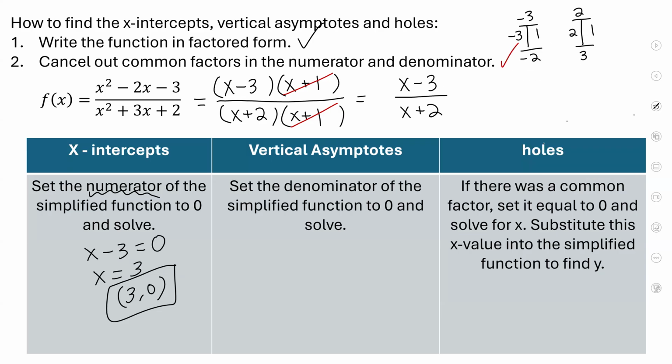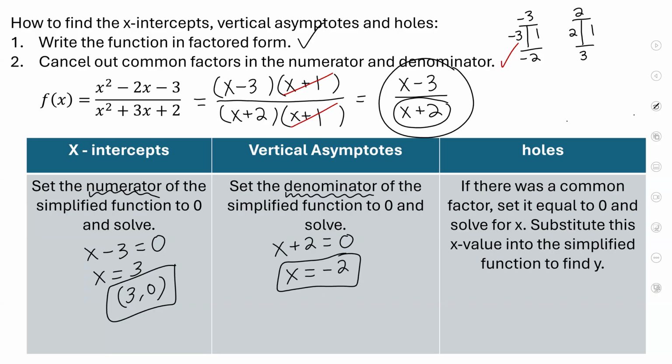Next, we're going to find the vertical asymptotes. The instructions say, set the denominator of the simplified function to 0 and solve. This is the denominator. If I set that equal to 0 and solve, Henry, what do I get? Perfect, -2. That is my vertical asymptote.